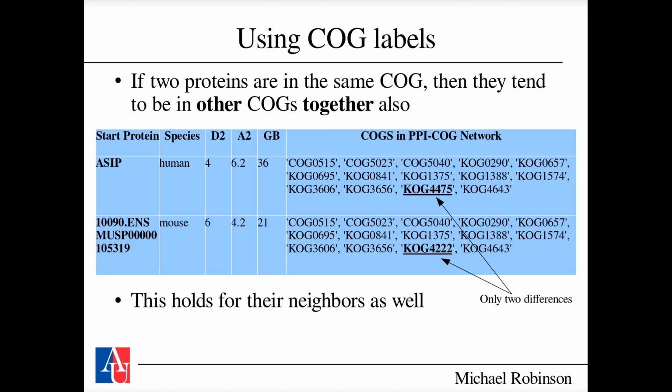One of the first things we noticed was that if you look at these two proteins, their networks do look very similar. And if two proteins are in the same COG, they tend to be in other COGs together also. So if you look at those same two proteins that I had circled on the previous slide, the human one and the mouse one, you can see that they share many, many COGs together. Not only do they have similar protein-protein interactions with their respective proteins in their organisms, but their proteins are related, and their neighbors are related. There's actually only 2 differences between the lists of COGs that these two proteins are in. So that's a very strong indication that these proteins should be related and can be inferred without looking at the sequence data. This is somehow boiled out from the sequence data.